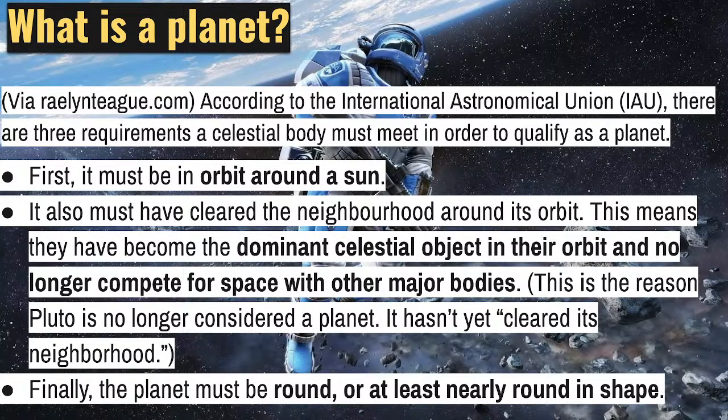Next, it has to have cleared the neighborhood around its orbit, which means that it has become the dominant celestial object in that orbit and no longer competes for space with other major bodies. So that's why Pluto is not considered a planet anymore, because it hasn't cleared its neighborhood of other large celestial bodies. And last, a planet has to be round or very close to round in shape.